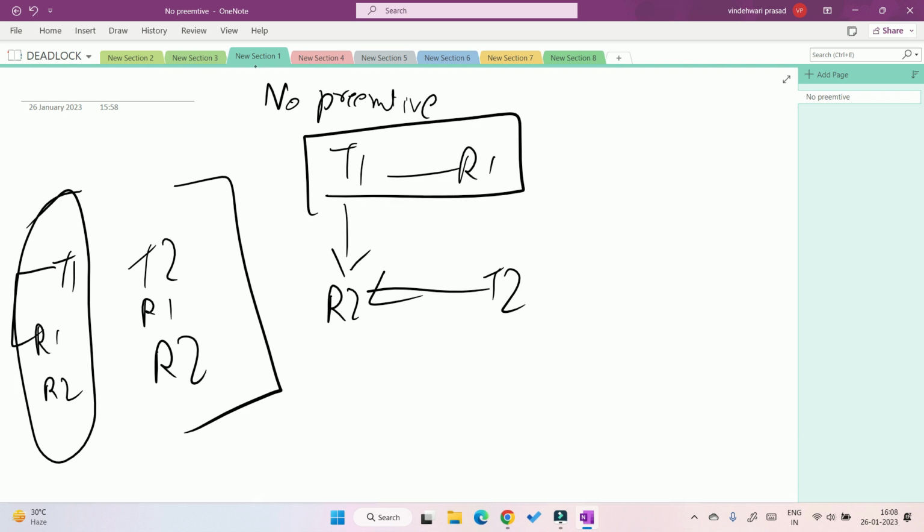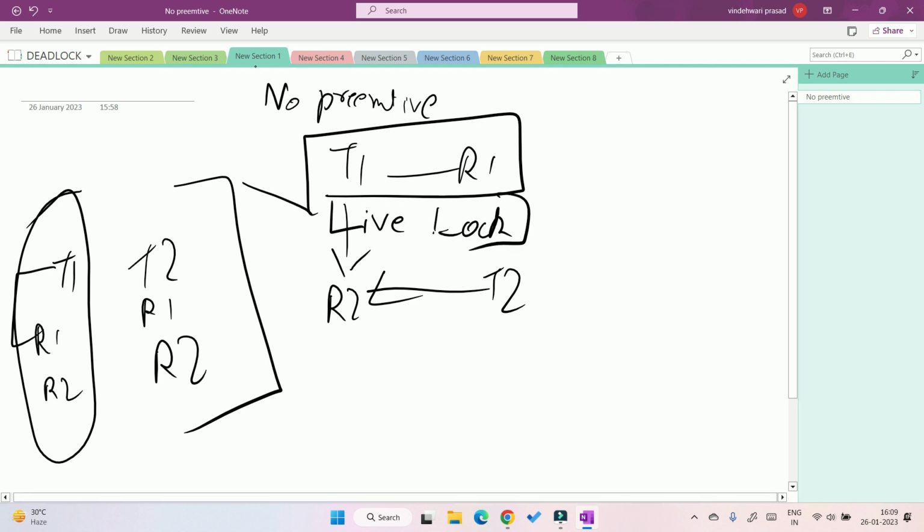But there will be a problem. Suppose T1 wants R1 and R2, and T2 also wants R1 and R2. Now both want the same resources at the same time. So which one will be chosen? Whom to give R1 and R2? This condition becomes a livelock condition, because if both of them want the same resource at the same time, no one can get it.